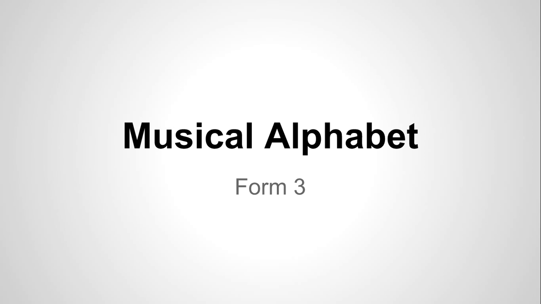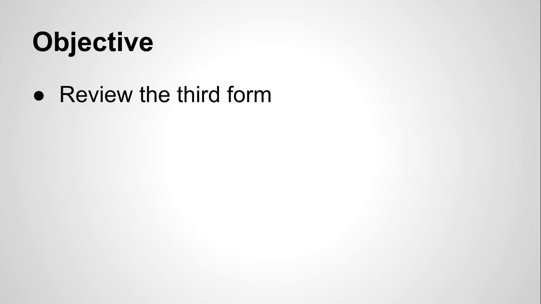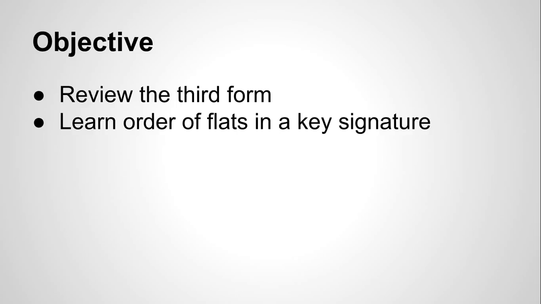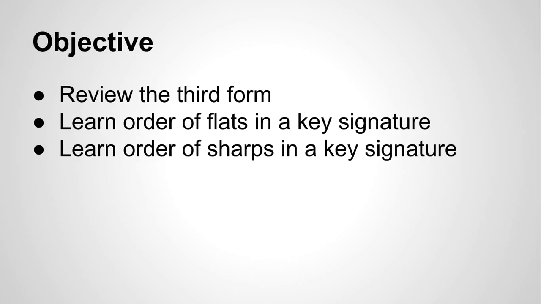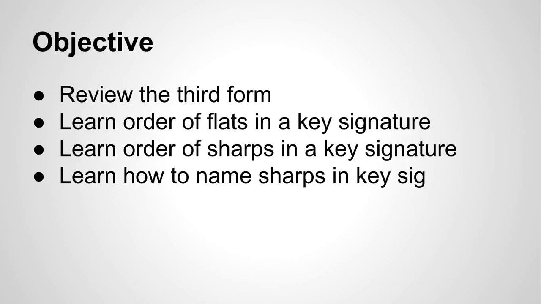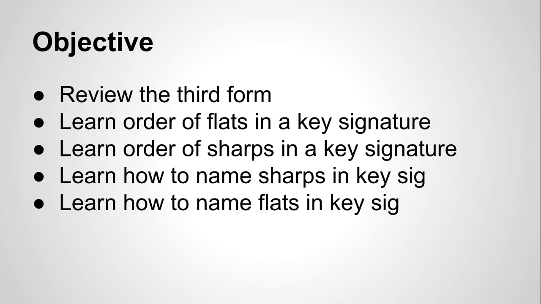Welcome everybody to our third video in this unit on the musical alphabet, the third form. The objectives for this lesson are to review the third form of the alphabet, to learn the order of flats in a key signature, to learn the order of sharps in a key signature, to learn how to name sharps in a key signature if I showed you on a piece of music, and to learn how to name the flats in a key signature if we were shown on a piece of music.